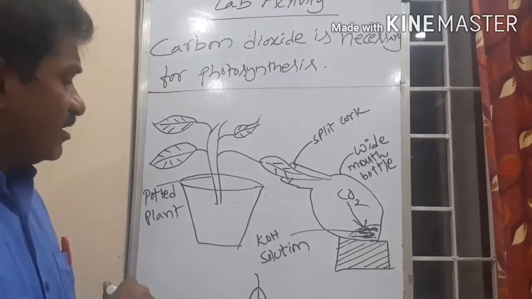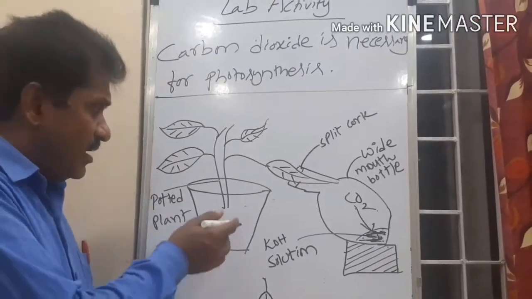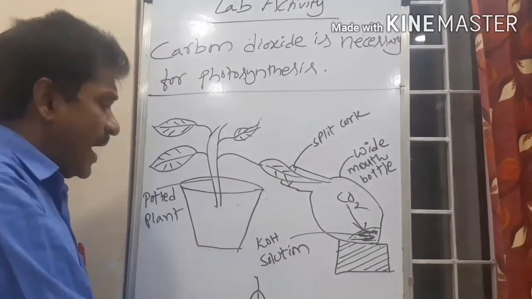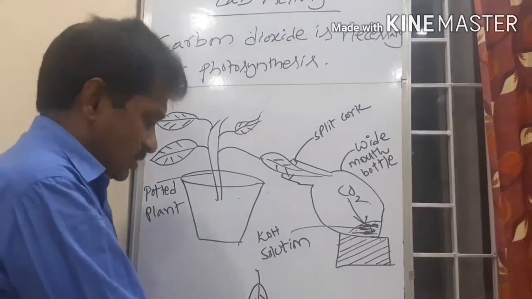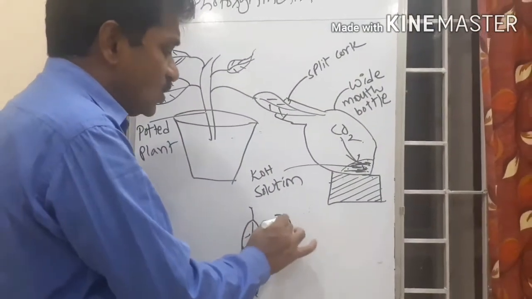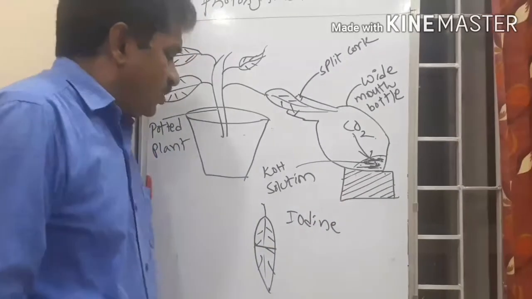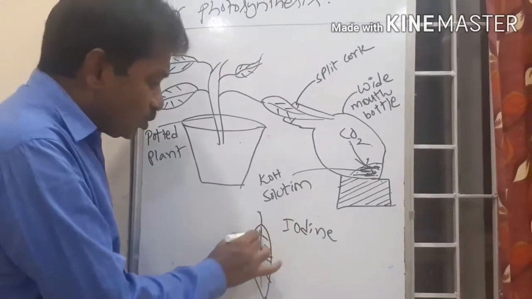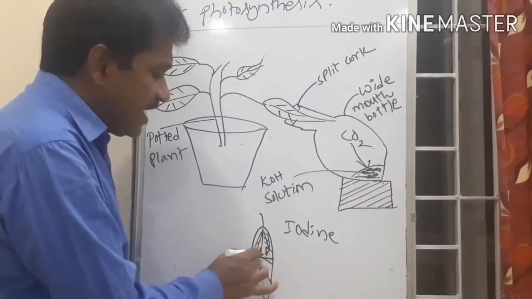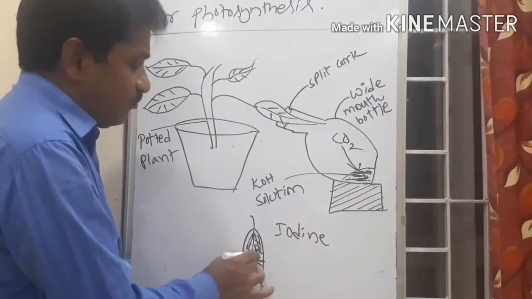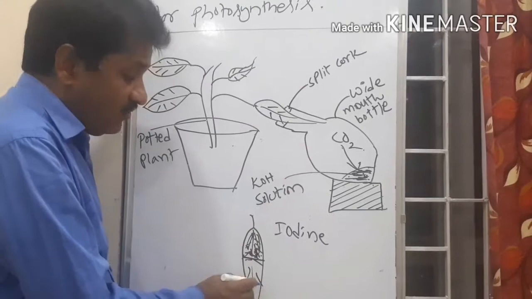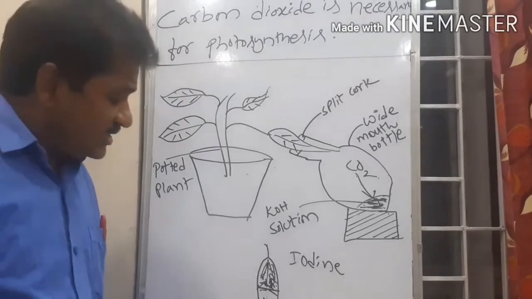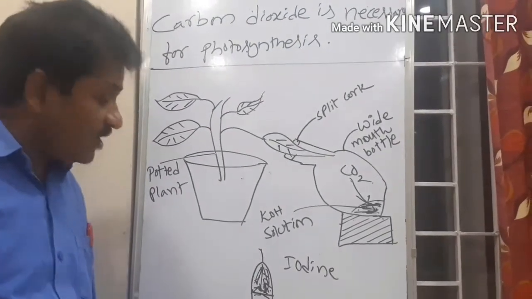After a few hours we take the leaf which is inside the bottle, separate it from the plant and do the starch test with the help of iodine solution. Now we observe that the leaf part which was exposed to the atmospheric air changes into blue-black color. The leaf part which was inside the bottle does not change into blue-black color. Why? Because the photosynthesis process is not performed in this part of the leaf.